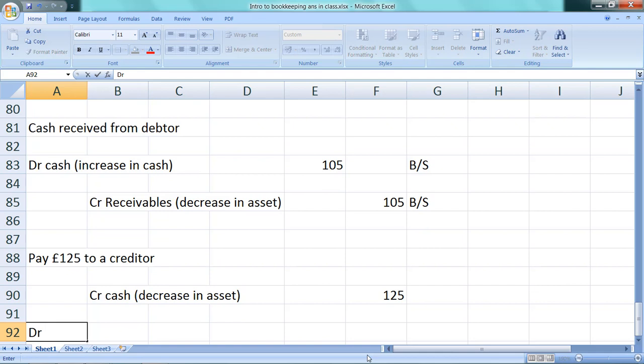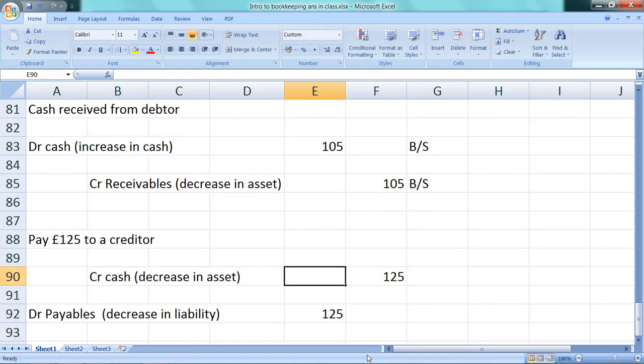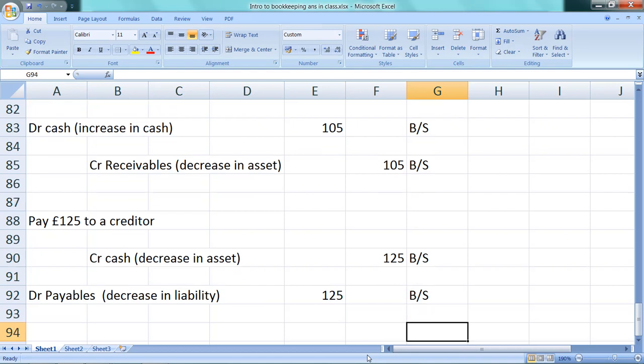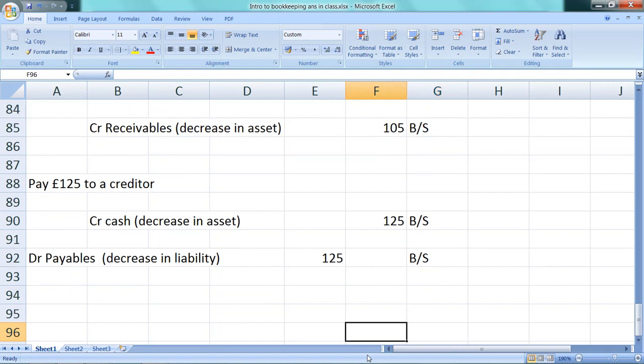I will then debit payables, which will show a decrease in the liability to the tune of 125. Both of these are balance sheet accounts, which means that there's no effect on my profits. The profits were affected when we bought the stuff and then tried to sell it. Okay, does that make sense? Fantastic. Right, let's keep on trucking through.